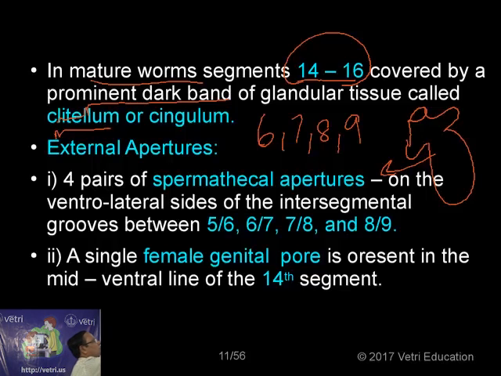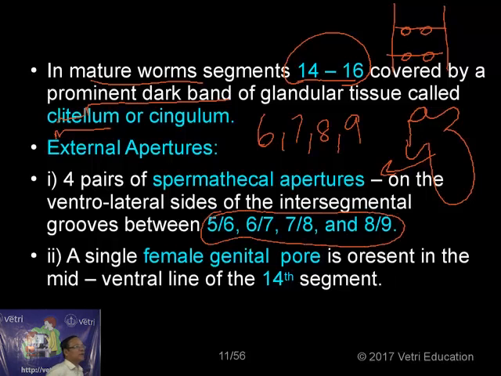Suppose we have the segments like this. They open in the intersegmental groove like this. They are located in segments 6, 7, 8 and 9, but open through openings found in the intersegmental grooves between 5 and 6, 6 and 7, 7 and 8, and 8 and 9. The location is 6, 7, 8, 9, but the openings are found in between the segments, in the intersegmental groove. So 4 pairs of spermathecal openings are present between the segments.